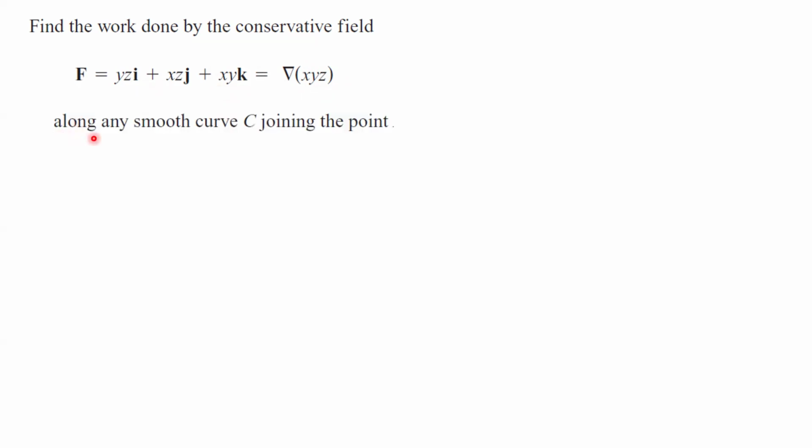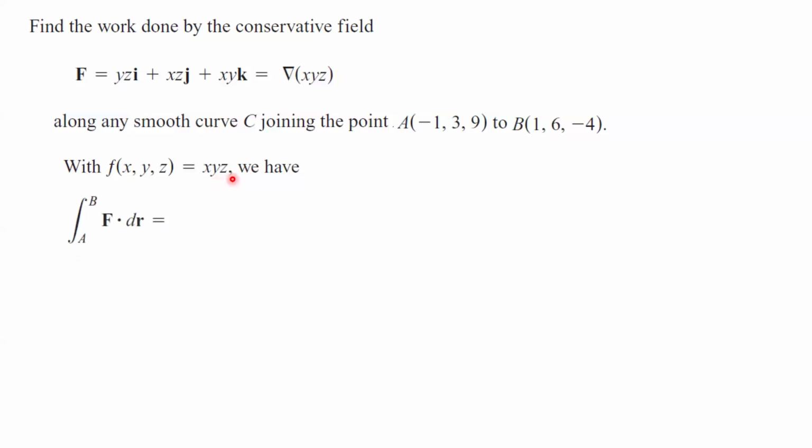Well, you want to calculate the work done by this field along any smooth curve C joining the point A, -1, 3, and 9, to the second point B, 1, 6, and -4. Okay, let us begin. Since the potential function is xyz, we have the integral of F dot dr from A to B, which by definition is the integral of, wherever you see F, we're going to use the gradient of the potential function dot dr.